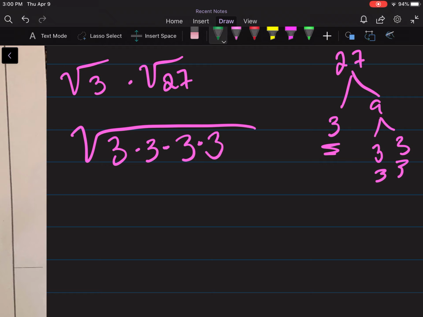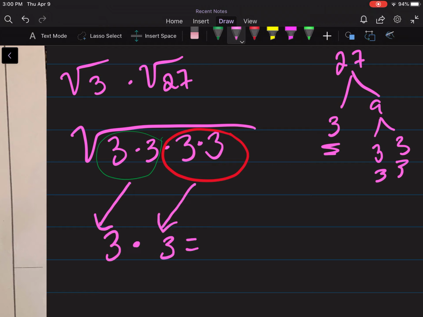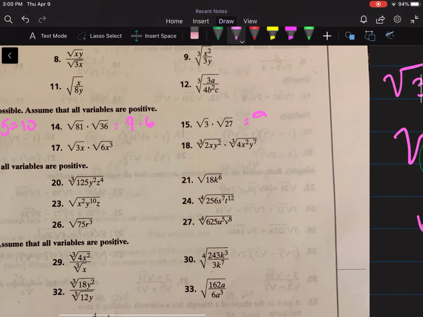We're grouping them into pairs. So I have one pair here. I have 2 pairs there. So I'm going to put my pairs on the outside. One from each. So I'm going to put one of the 3 here. And then another 3 there. And 3 times 3 is 9. So that one is 9.